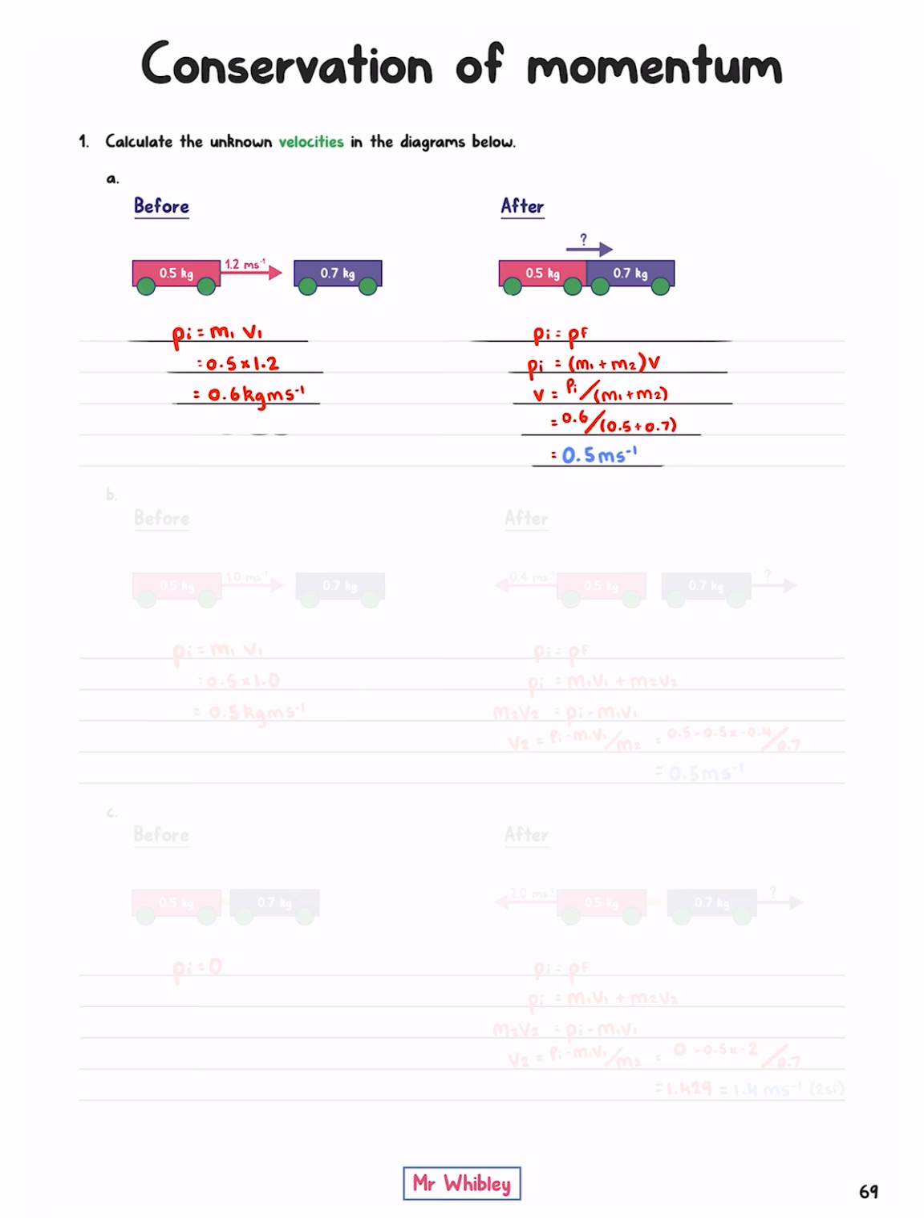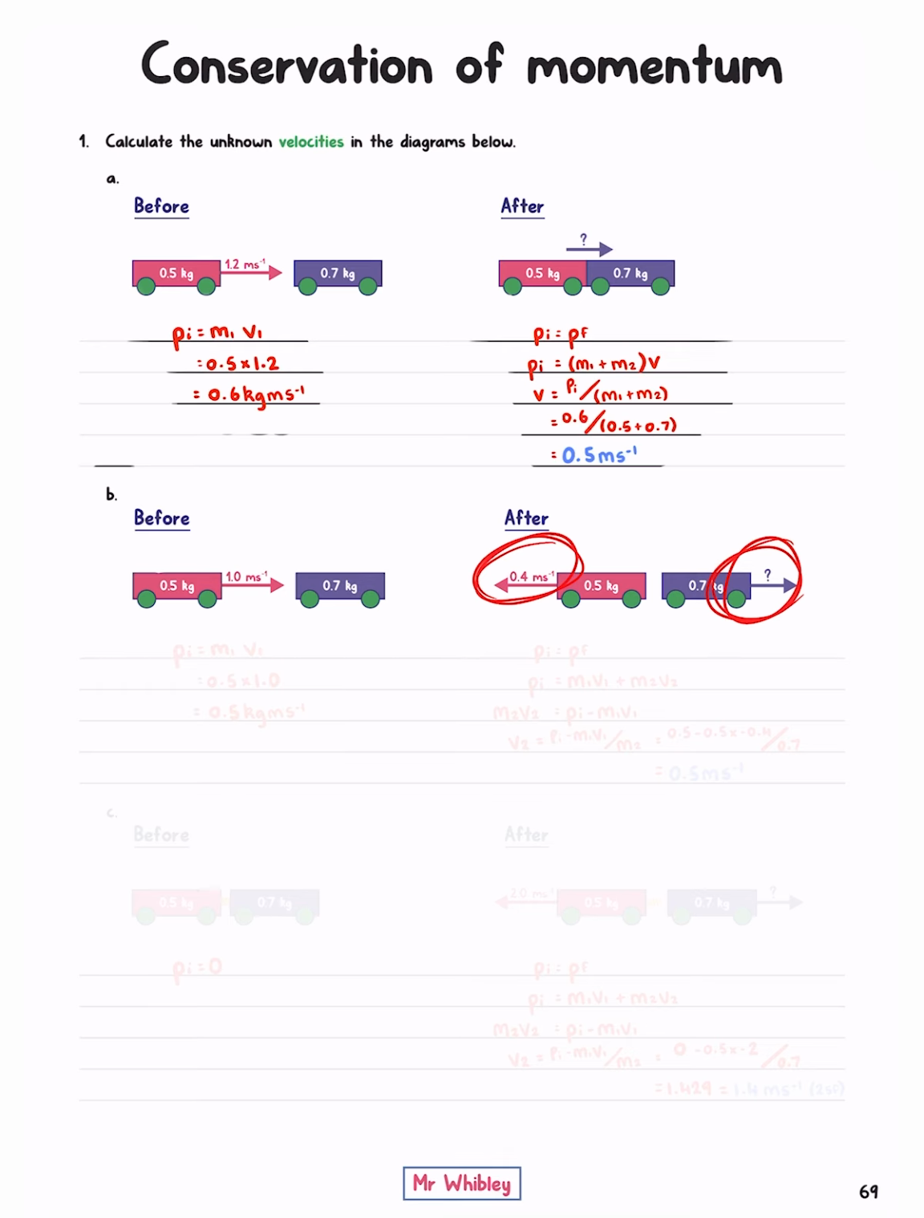meters per second. For section B, we have our 0.5 and 0.7 kilogram carts again, but this time our pink cart is traveling at 1 meter per second, and afterwards, instead of sticking together, the carts move in opposite directions. The pink cart is moving at 0.4 meters per second, and the purple cart is moving at a velocity that we need to find. Once again, we can calculate our initial momentum as just the mass of our pink cart times its velocity, which gives me 0.5 kilogram meters per second.